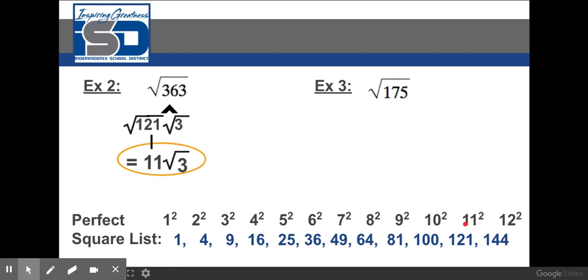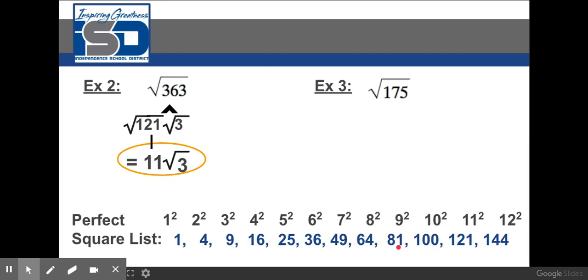For example 3, same process. So we take 175 and start dividing it by the perfect squares. I know that I don't need to start with 100 because if I double 100, it's already at 200, so there's no reason to double check that one. It's okay if you do. I'm just trying to help you even shorten the process for yourselves.